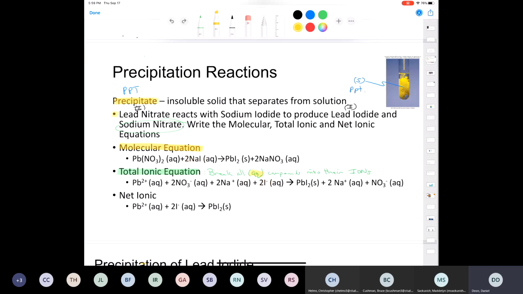Now I go to the other side. I do not break up anything that is solid, okay? So it says here in my green writing, break all aqueous compounds into their ions. I'll write in red.